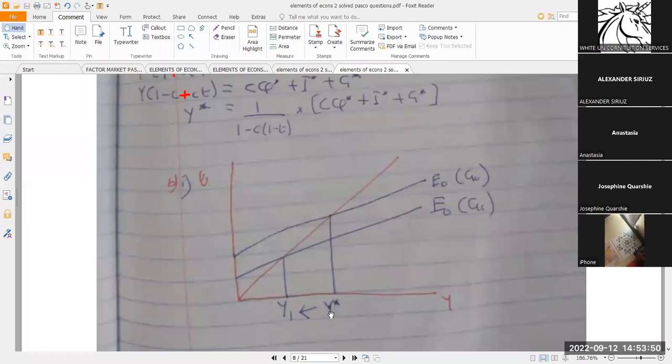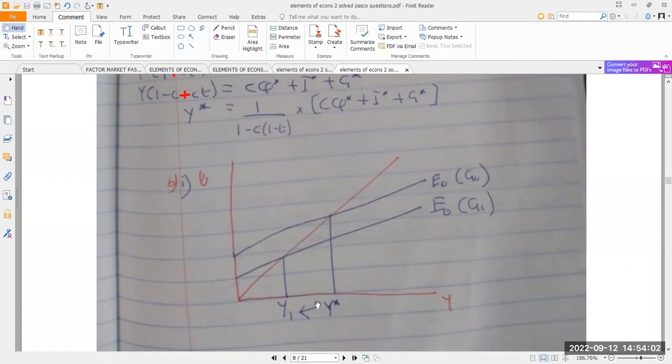Please, can you mute yourself? The new income is lower than the initial one. So the effect is that whenever there's a reduction in government spending, there is a reduction in equilibrium income. Are we together?